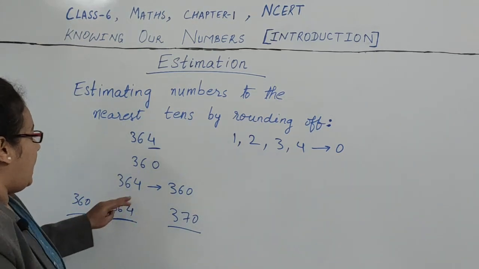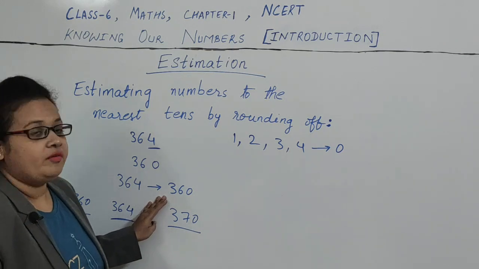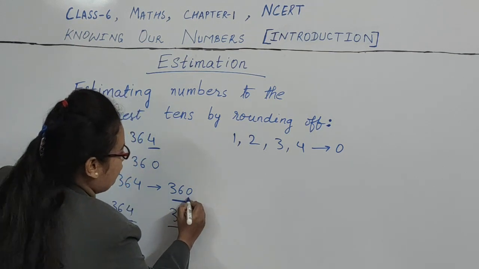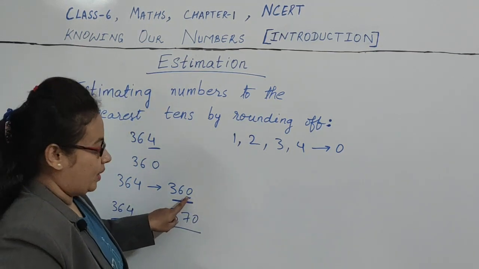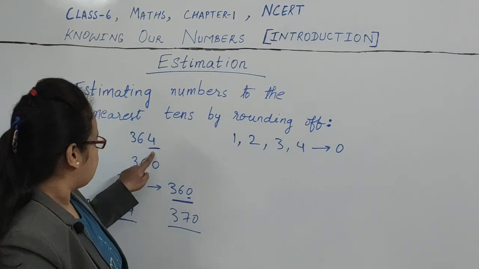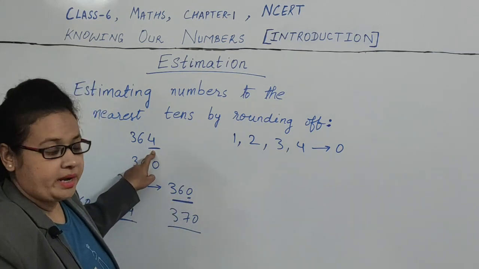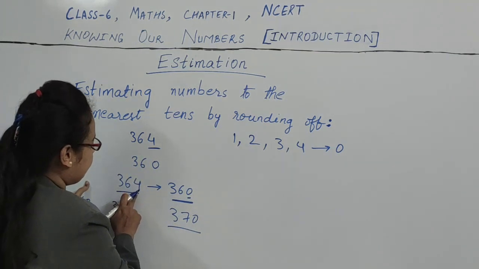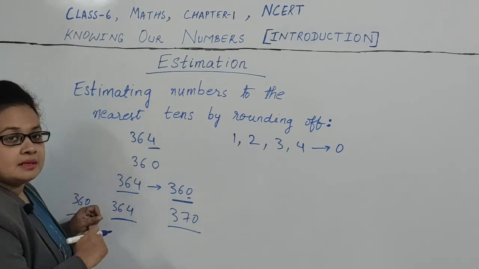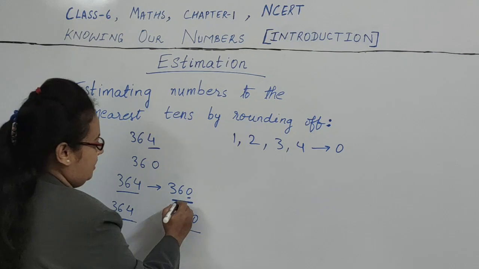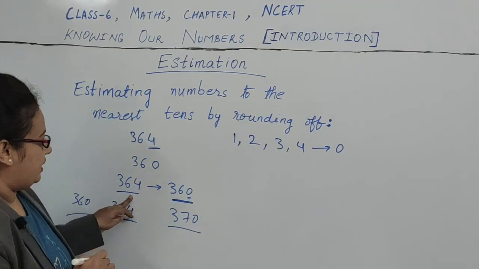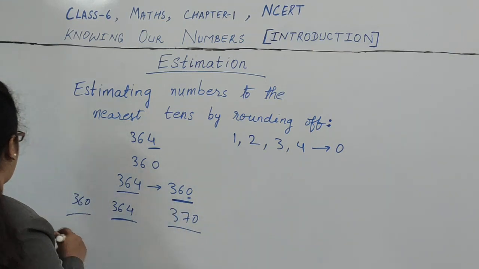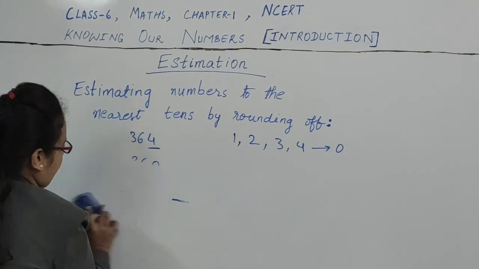Okay, and one more thing, when we are rounding off a number to the nearest tens, the ones digit becomes 0. See, the ones digit is 4 here, and when we round off this number 364 to the nearest tens, the ones digit becomes 0. So this is the thing which we have to notice, that when we round off a number to the nearest tens, the ones digit becomes 0. Okay, now let us take one more example.